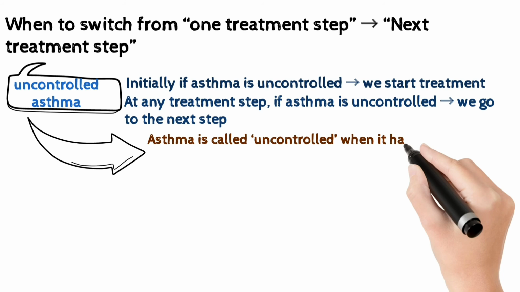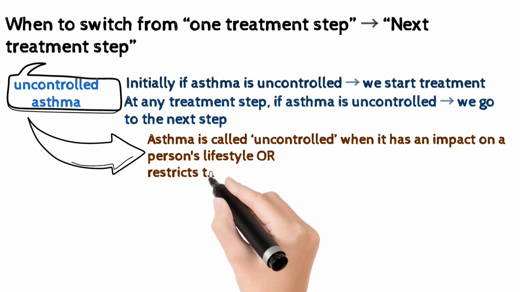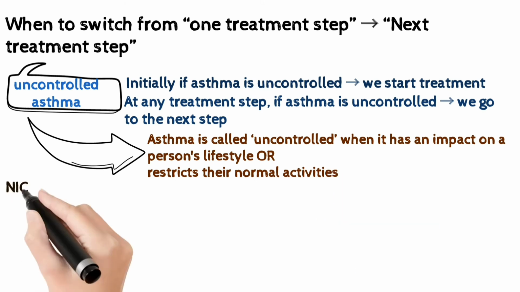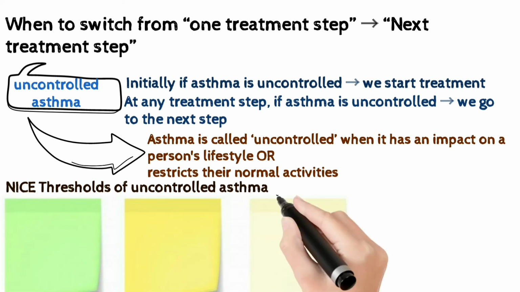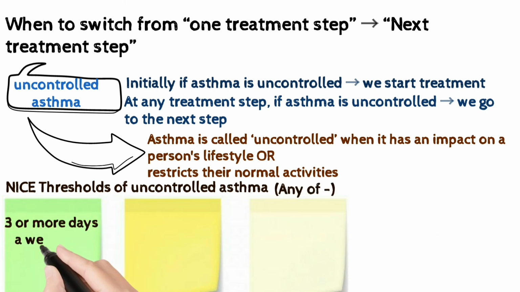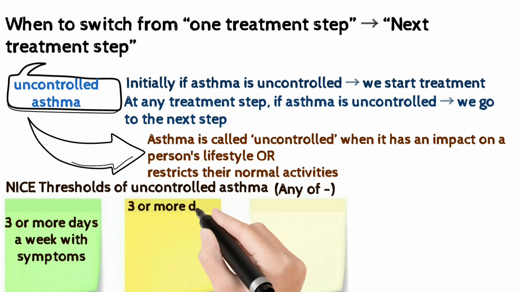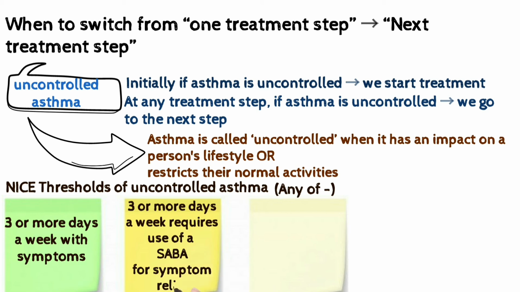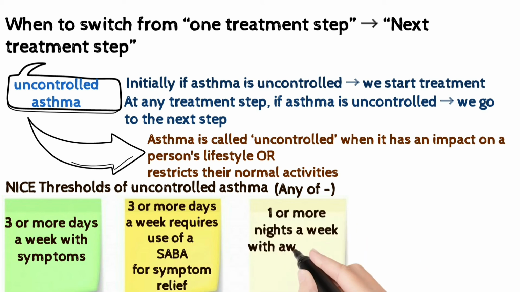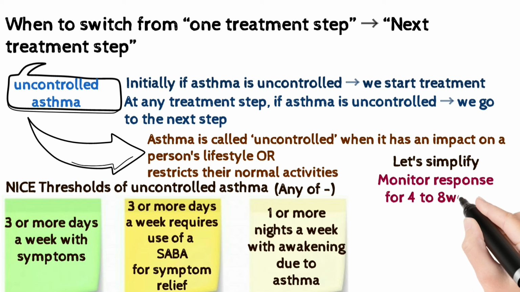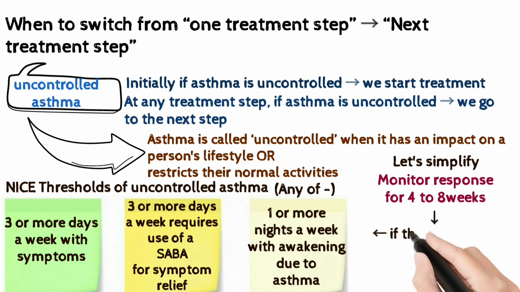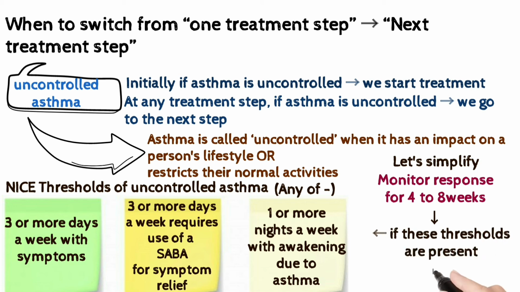Asthma is called uncontrolled when it has an impact on a person's life or it restricts their normal activities. NICE has a threshold for uncontrolled asthma, which is any of the following: 3 or more days a week with symptoms, 3 or more days a week when requiring the use of salbutamol for symptom relief, or 1 or more nights a week with awakening due to asthma. Now let's simplify that. We give a treatment to the patient and monitor response for 4 to 8 weeks. If these NICE thresholds are present, we go to the next step of treatment.